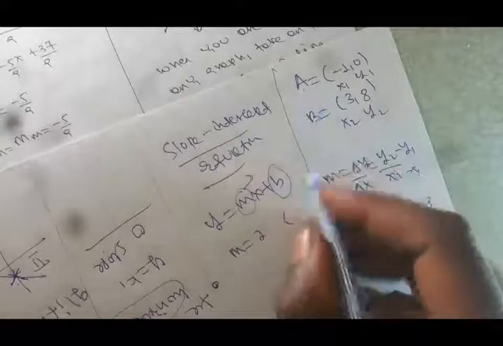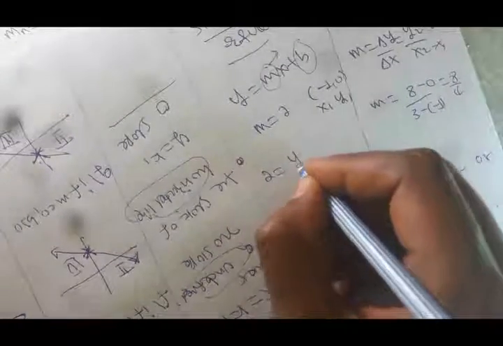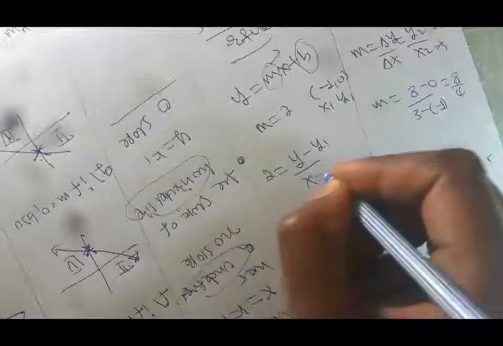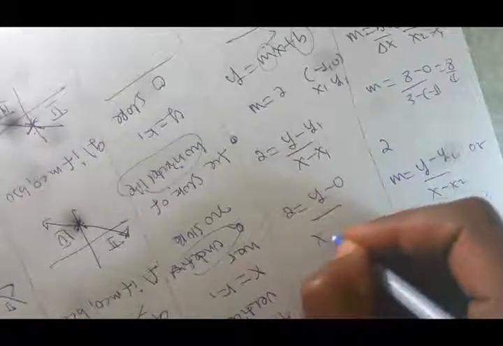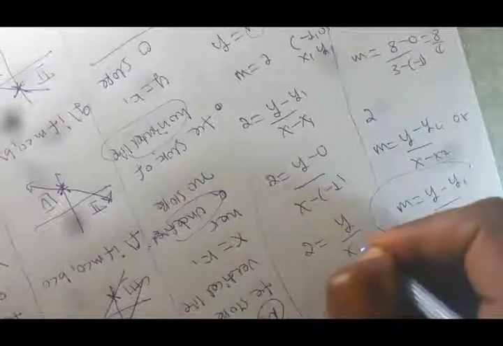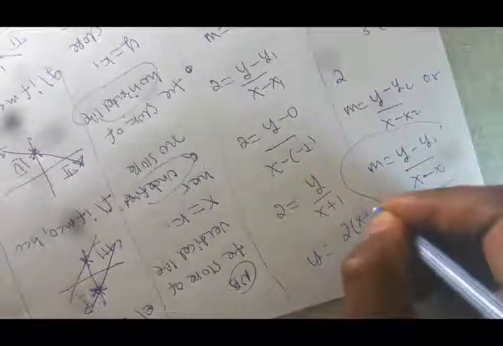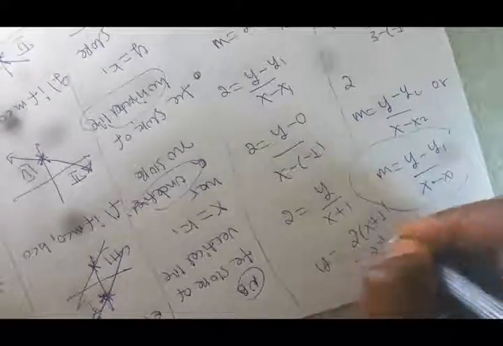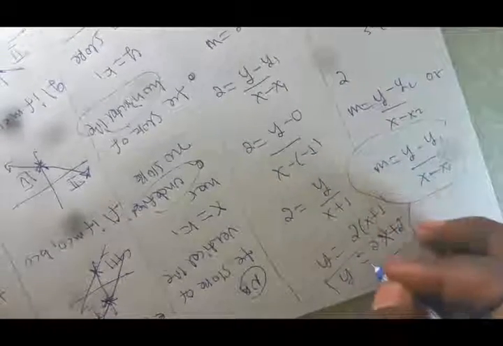Let's take point A. Point A has -1, 0, which is x1, y1. Let's use this formula. Therefore 2 is equals to y minus y1 over x minus x1. 2 is equals to y minus 0 over x minus of minus 1. Therefore 2 is equals to y over x plus 1. Therefore, cross-multiplying, y is equals to 2 times x plus 1, which is 2x plus 2. This is the equation of the graph.